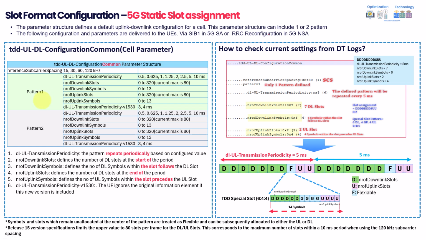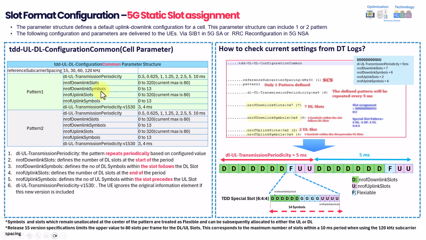So let me explain what I mean by this. First of all, let's assume that you have 1 pattern, which is the example which I have here, and these are the parameters in this part. The first one is called transmission periodicity. This identifies what kind of period you're going to have for the configuration. Let's assume that you are configuring, for example, 7 downlink slots. This will be repeated every transmission periodicity. For example, if you give it 5 milliseconds, this means these 7 downlink slots will be repeated every 5 milliseconds.